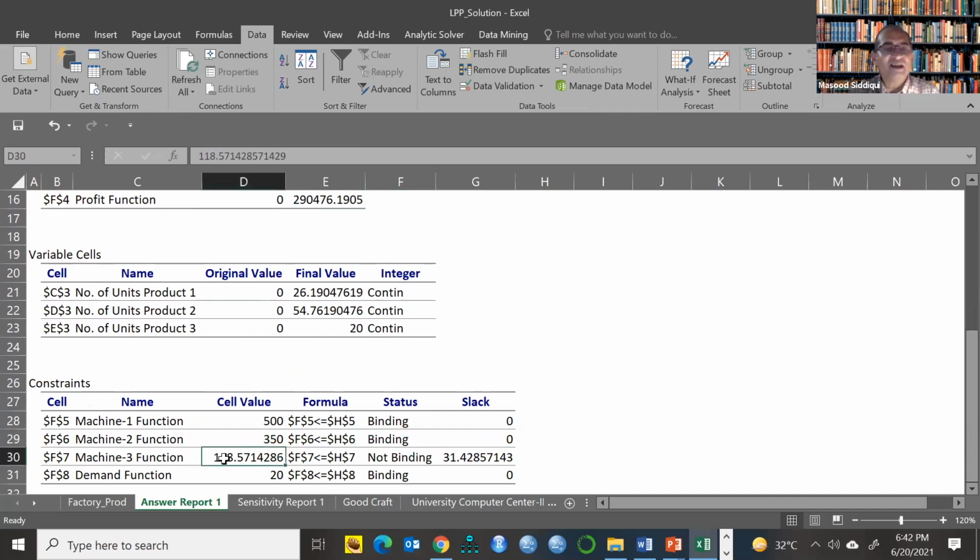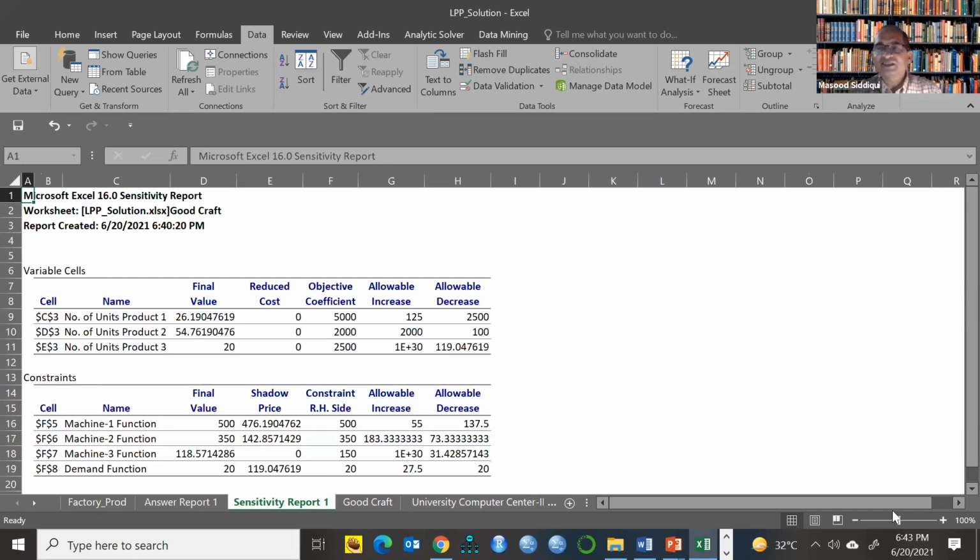For machine 3, the time available was 150 and the time utilized was 118.557. So the time that is left is 31.43 hours, right? So this condition is not binding. And for the fourth constraint, demand, the boundary condition is 20 and it has just reached. So again, the slack would be 0, right? So this is the optimum solution.